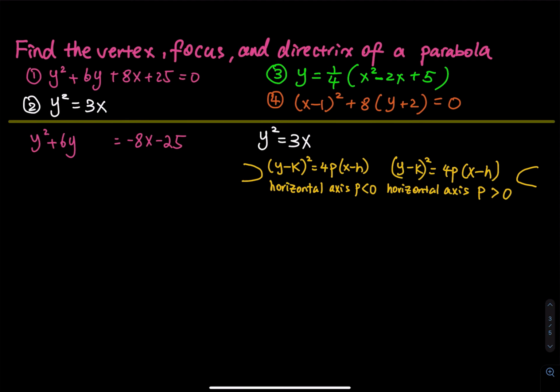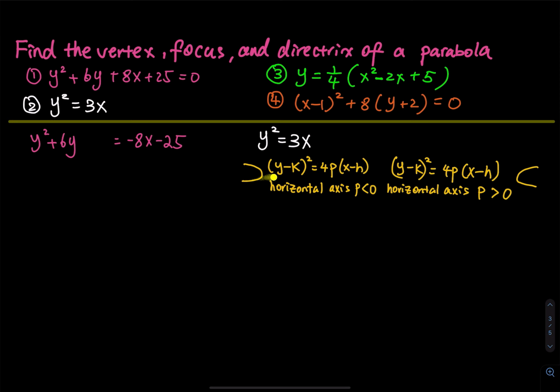I gave you 4 equations. For each equation, I would like to find the vertex, focus, and directrix of a parabola. The first one in pink, y squared plus 6y plus 8x plus 25 equals 0. You see that there is a y squared, and according to the standard equation of a parabola, every time you see a y squared, you keep that on the right.